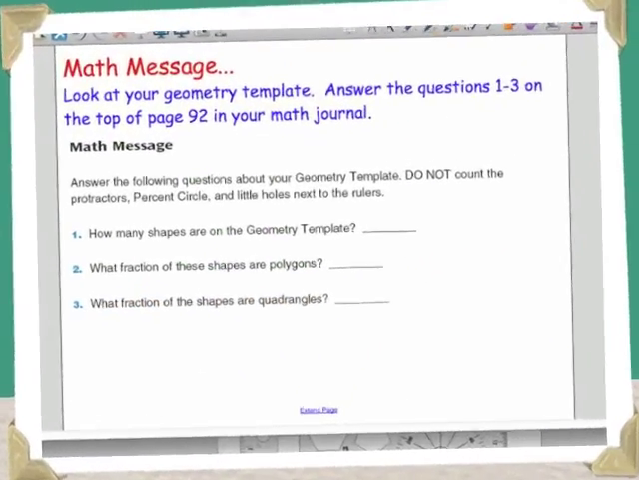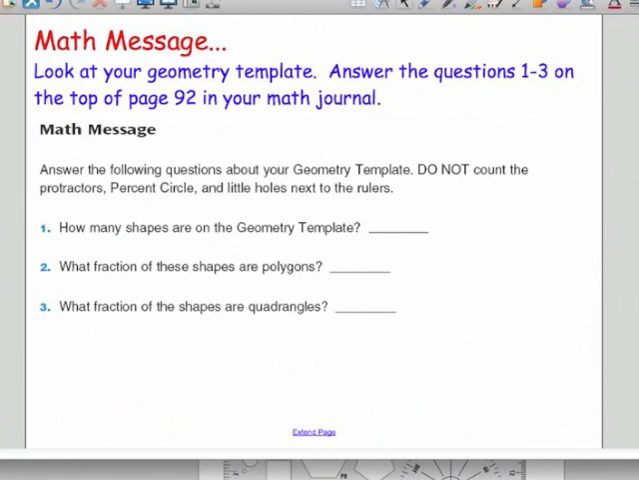All right, now let's get started with our lesson. I want you to go ahead and look at your geometry template and answer questions 1 through 3 on the top of page 92 in your math journals. They say this. Answer the following questions about your geometry template. Do not count the protractors, percent circles, and the tiny little holes next to the rulers to answer these questions. Number 1, how many shapes are in the geometry template? Number 2, what fractions of these shapes are polygons? Make sure you answer that with a fraction. And number 3, what fractions of these shapes are quadrangles? Go ahead and figure those out.